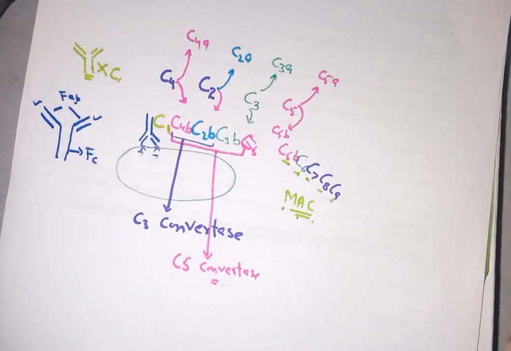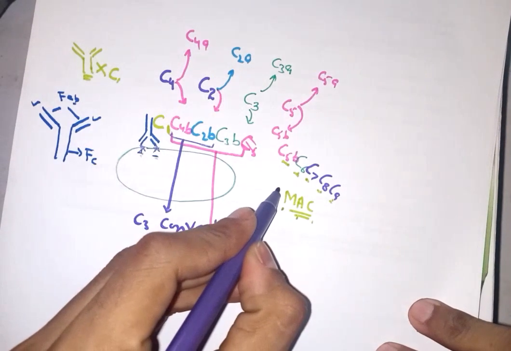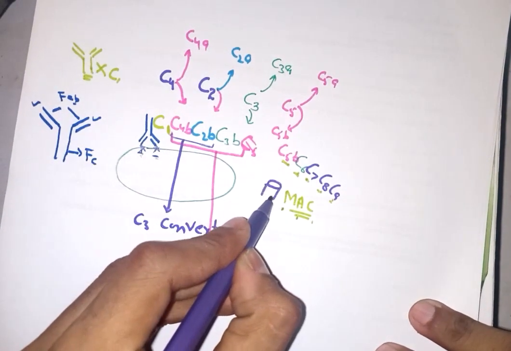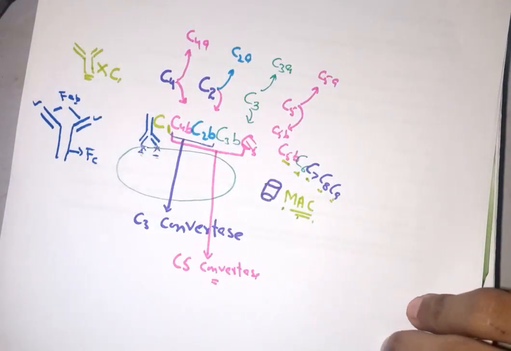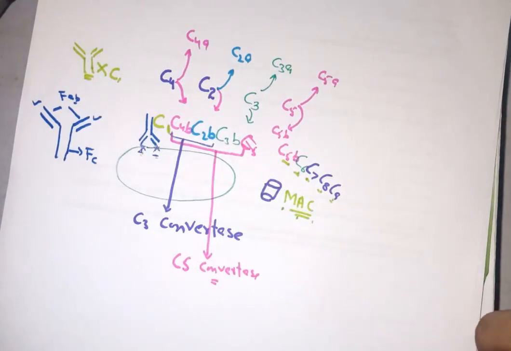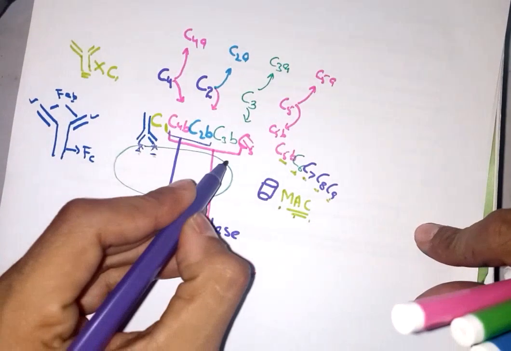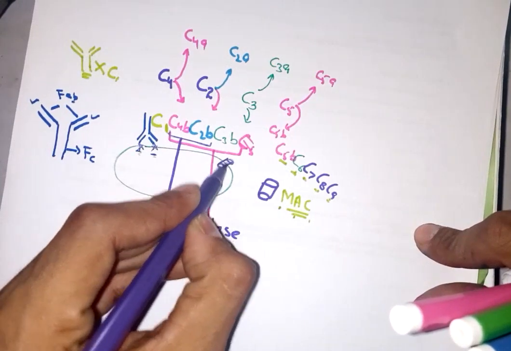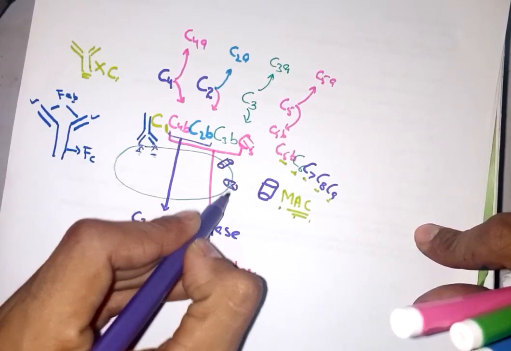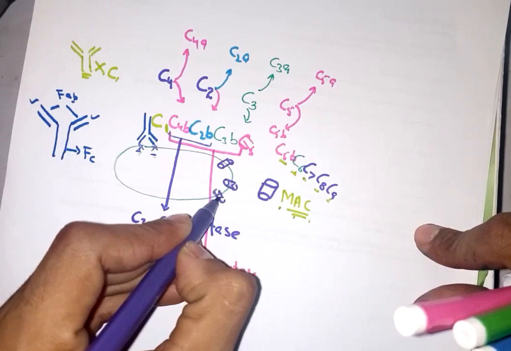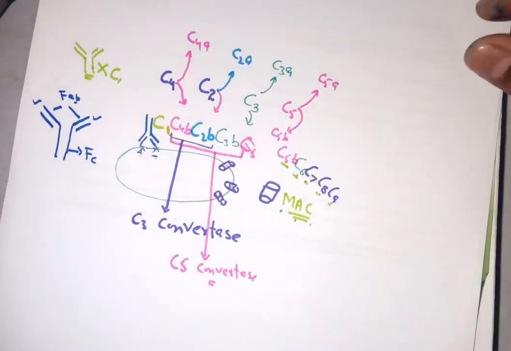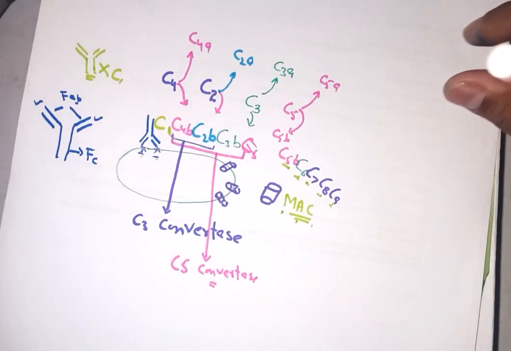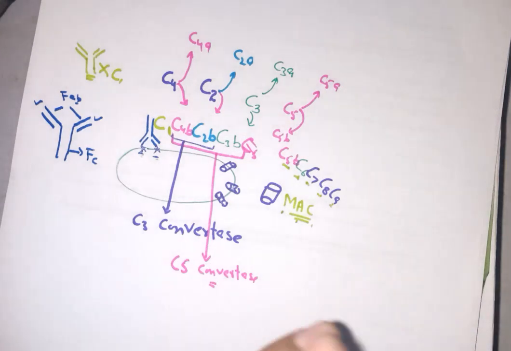Now let's see how it will attack. All these 5 proteins will arrange themselves to form a pore-like structure, a hole-like structure. In this way a pore will be formed. Now this pore will be placed on the bacterial cell membrane, and once this pore is placed on the bacterial cell membrane, obviously the permeability of the bacteria will get disturbed.